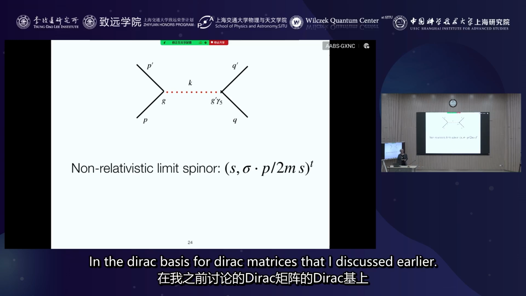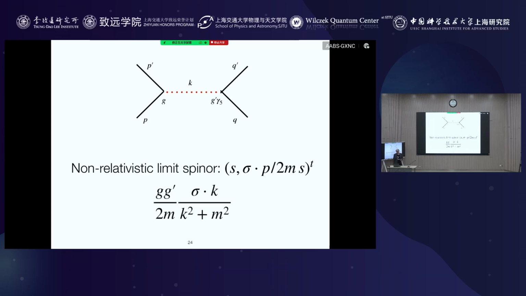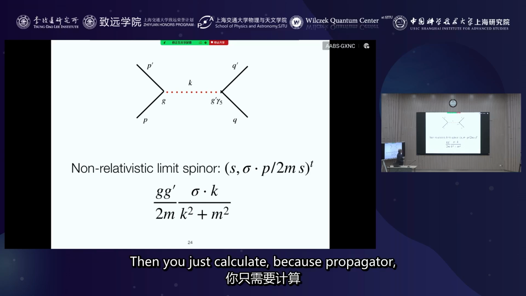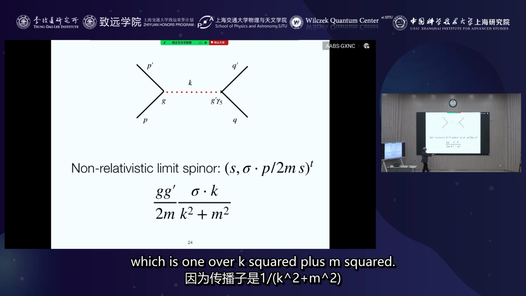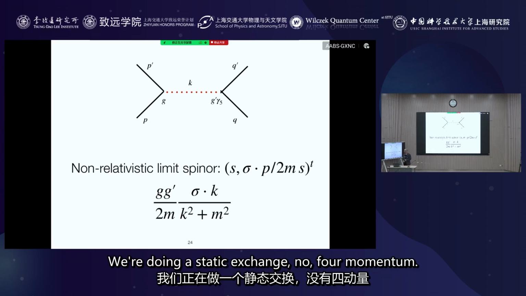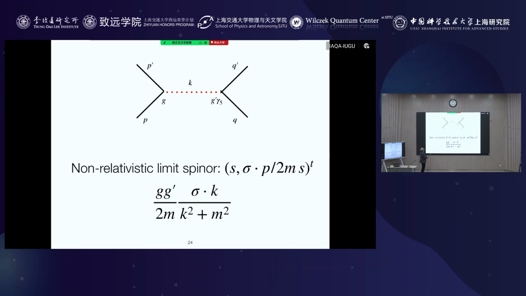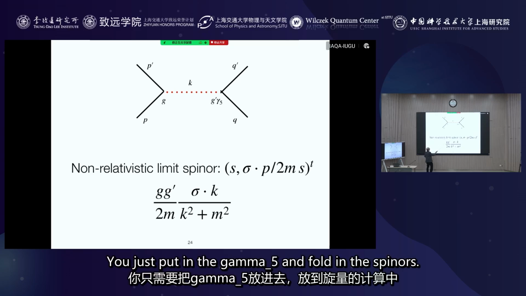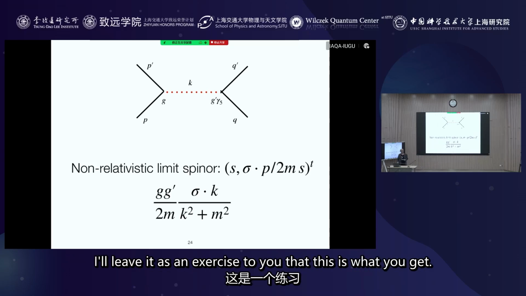In the Dirac basis for Dirac matrices that I discussed earlier. Okay, so then you just calculate. Okay, there's a propagator, which is 1 over k squared plus m squared. We're doing static exchange, so no energy transfer. And you just put in the gamma 5 and fold in the spinners. I'll leave it as an exercise to you that this is what you get.